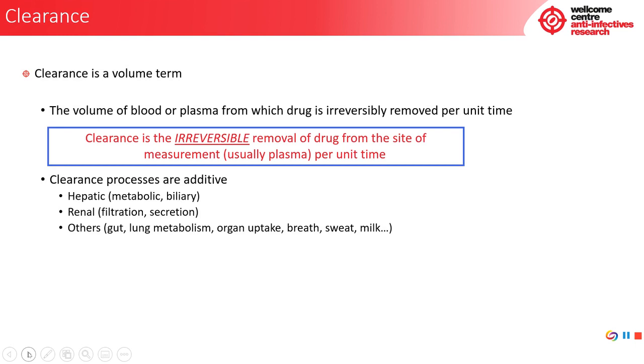Clearance processes are additive. We have hepatic, which is both metabolic and biliary. We have renal, which is filtration and secretion. And we have clearance by other organs such as the gut, the lung, by organ uptake, breath, sweat, milk, and even in placenta. A clearance by an organ is limited by the blood flow to that organ.